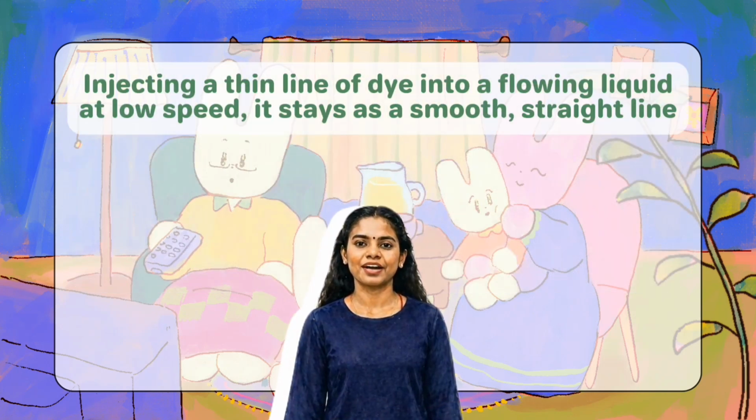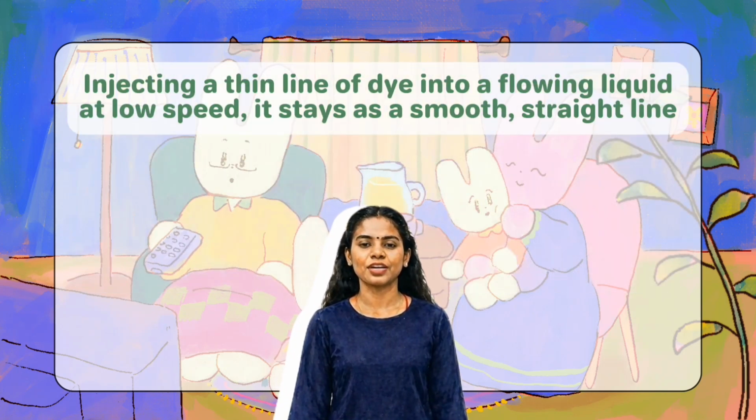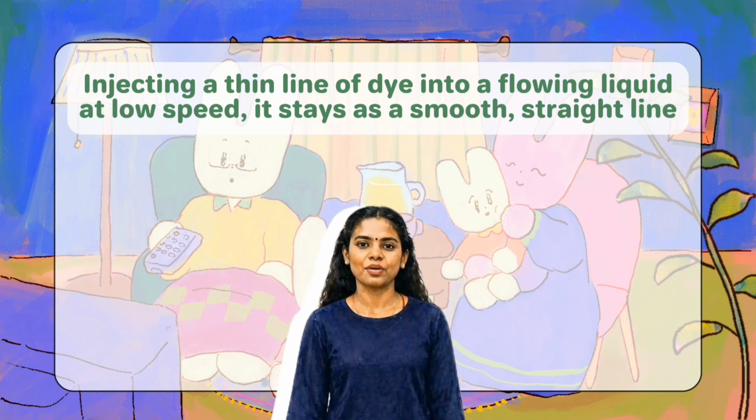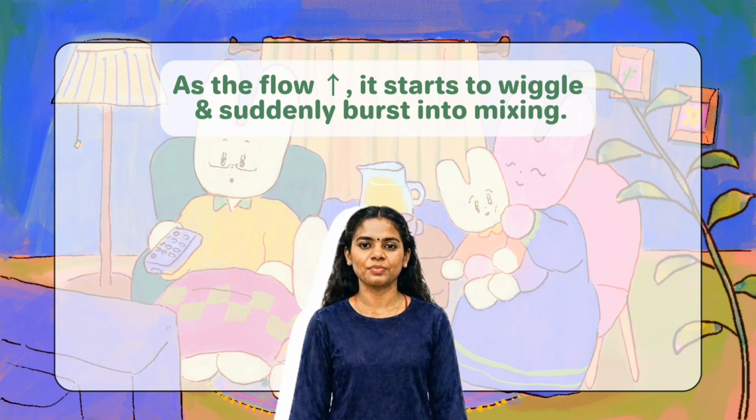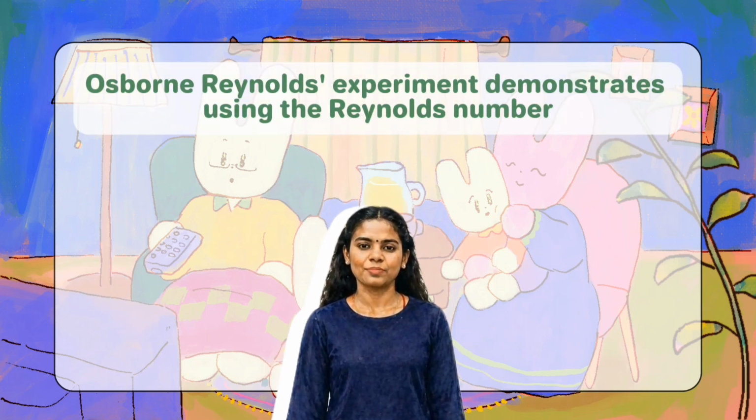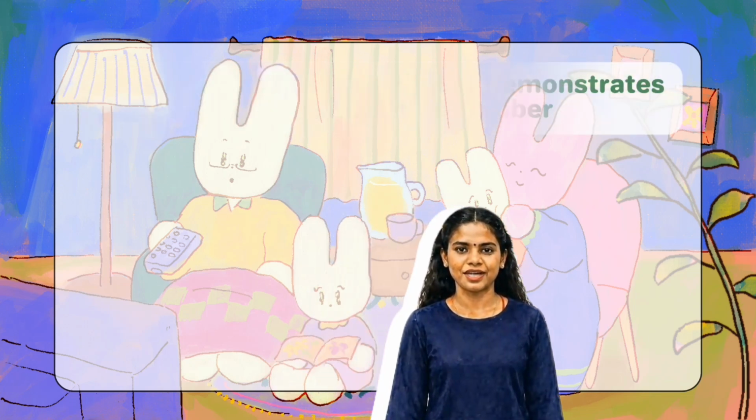Imagine injecting a thin line of dye into a flowing liquid at low speed. It stays as a smooth, straight line, but as the flow increases, it starts to wiggle and suddenly bursts into mixing. This is exactly what the Osborne-Reynolds experiments demonstrate using the Reynolds number.